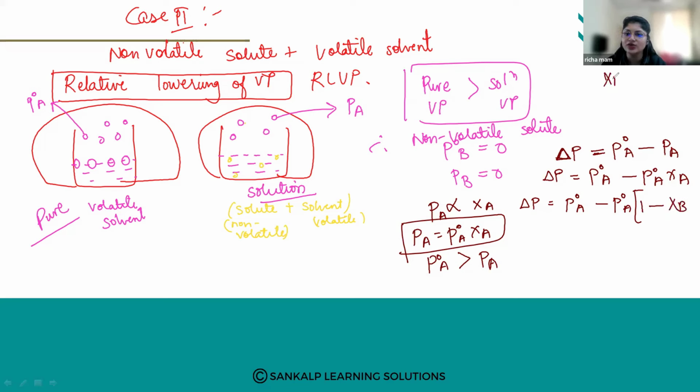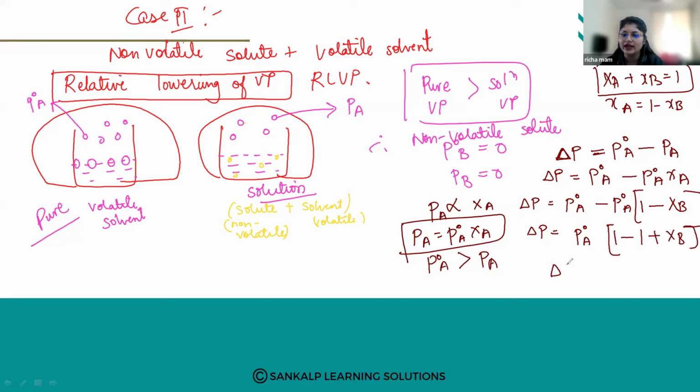You know this condition, this also you have to remember: psi of A and psi of B will always add up to 1. So if I put this condition, then delta P will be equal to P naught of A times 1 minus 1 plus psi B. The 1 minus 1 gets cancelled, so delta P will be P naught of A into psi B.